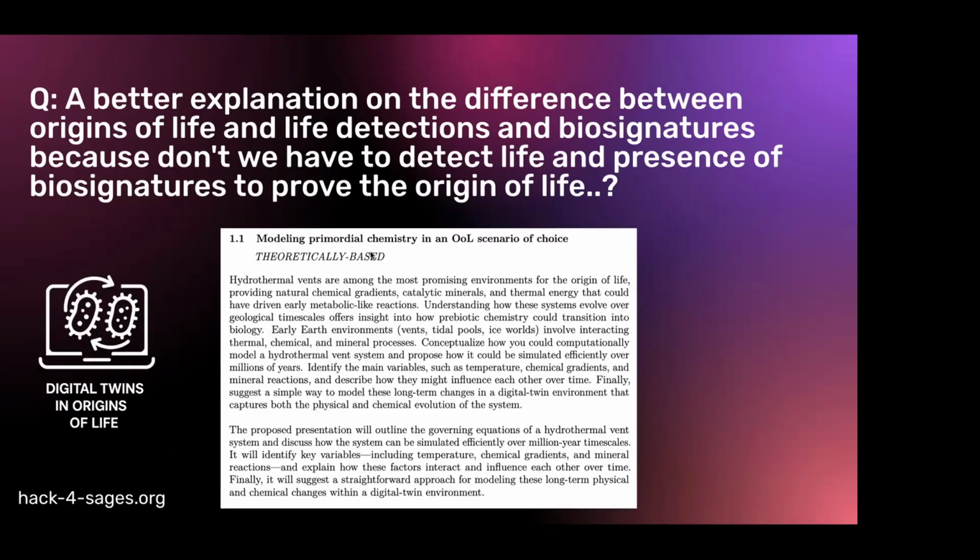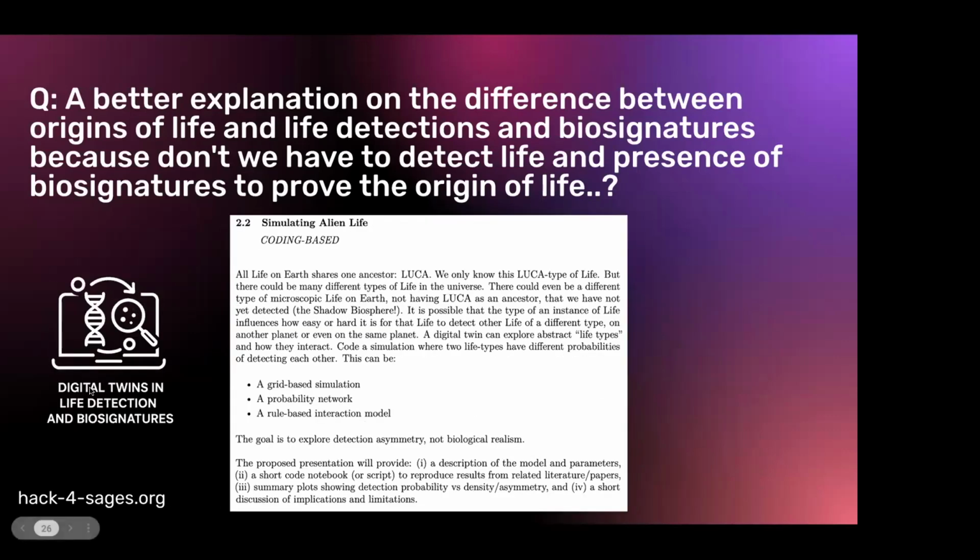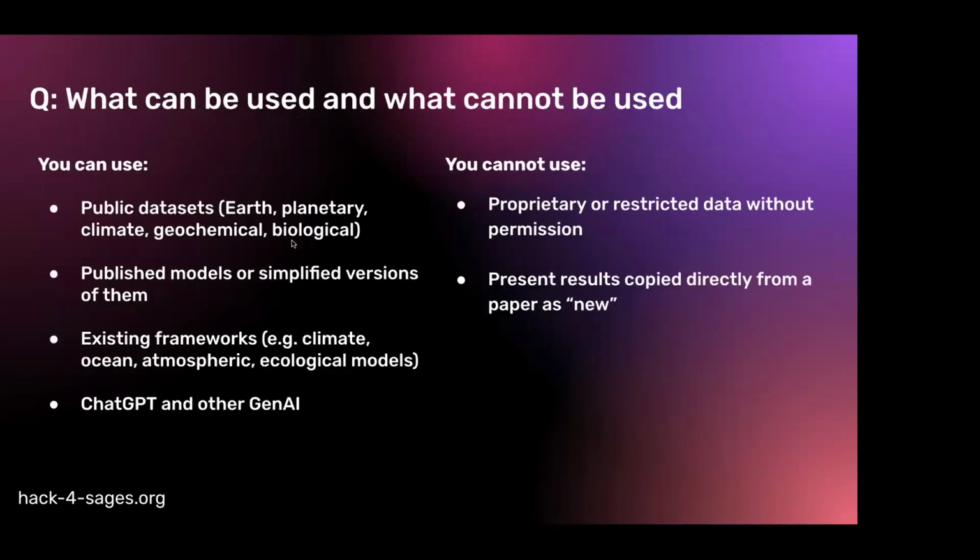And again, these are just screenshots from the document that I was telling you about. For example, in digital twins and origins of life, there is one project. I'm not going to read the whole thing, you can go and read it yourself. There is a project on modeling the primordial chemistry in an origins of life scenario of choice. And in digital twins and life detection and biosignatures, we have an example on a simulating alien life project.